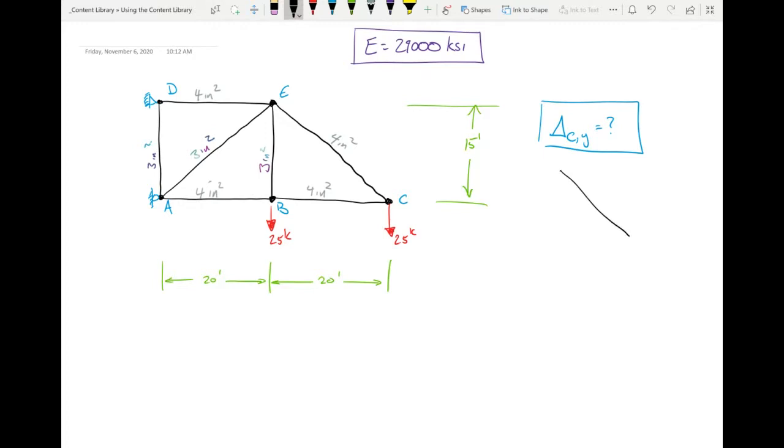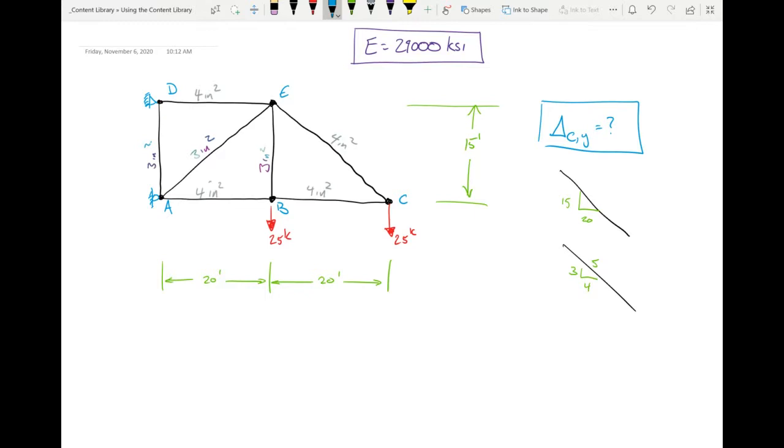Before I begin the problem, one of the things I want to mention is the slope ratio for both of the diagonals is 20 to 15, but that's the same thing as a 3 to 4. Okay, because if you divide both of those by 5, you're going to get 3 to 4. So all of the diagonals are on a 3, 4, 5, which is going to make the math a little bit easier to do. Let's see if we can determine some support reactions.